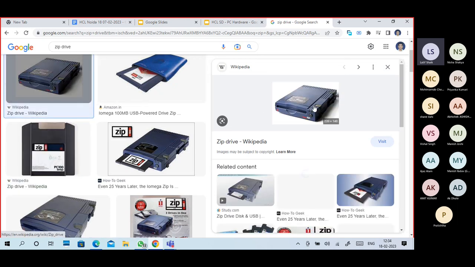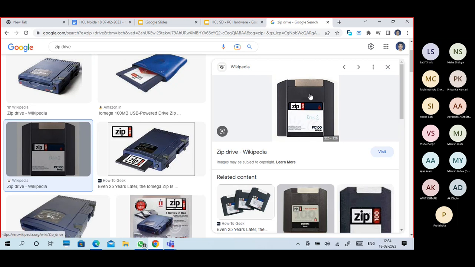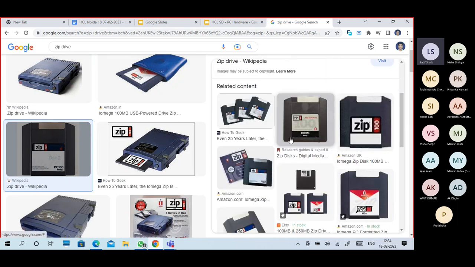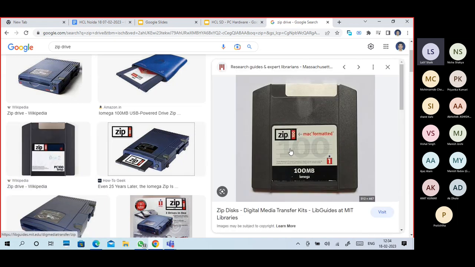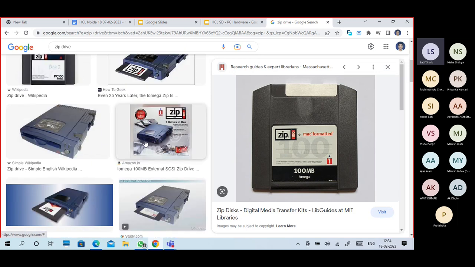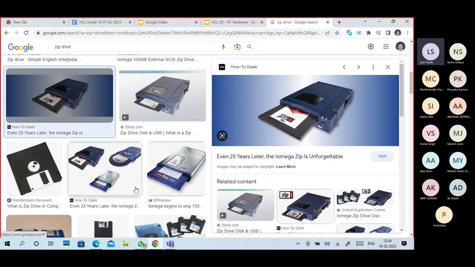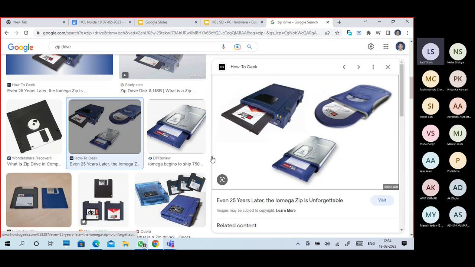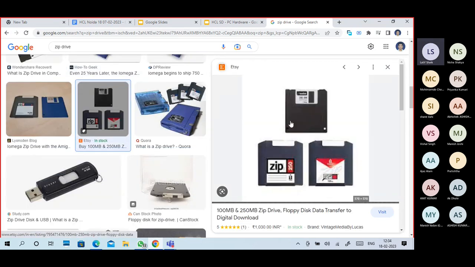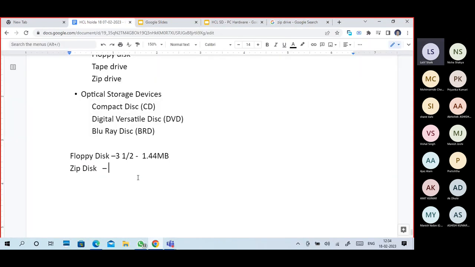Okay, this is a zip drive, and it is the media which we insert. It looks like a floppy disk, but it stores more data, higher meaning 100 MB like that. So in earlier days, for heavy data transmission, we used this kind of zip drive. It is also like a floppy disk only. It is around 100 MB in size, and 250 MB is also there. Different sizes are available.